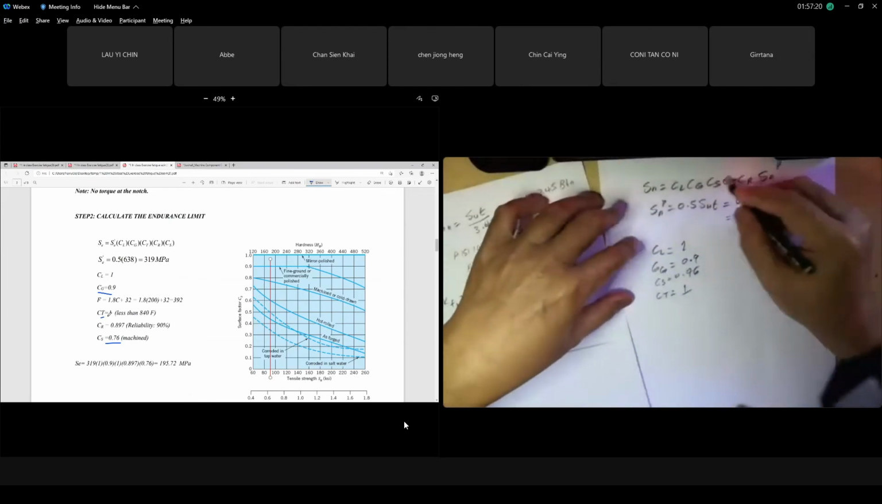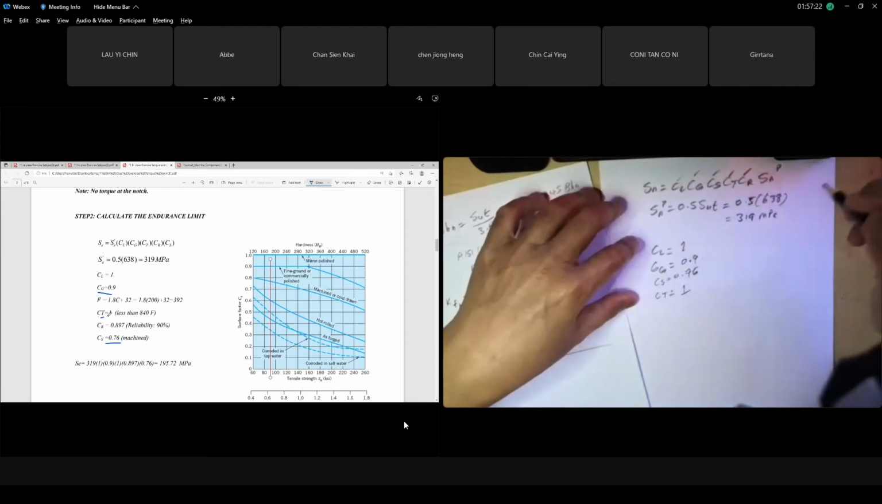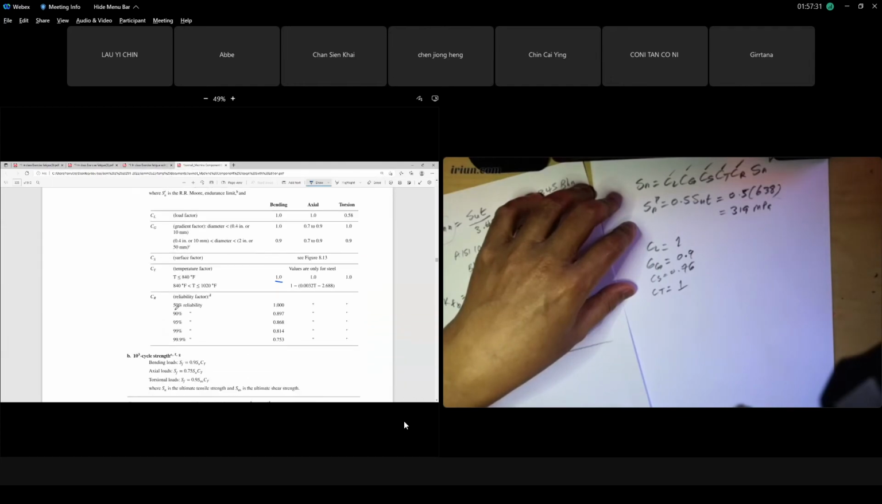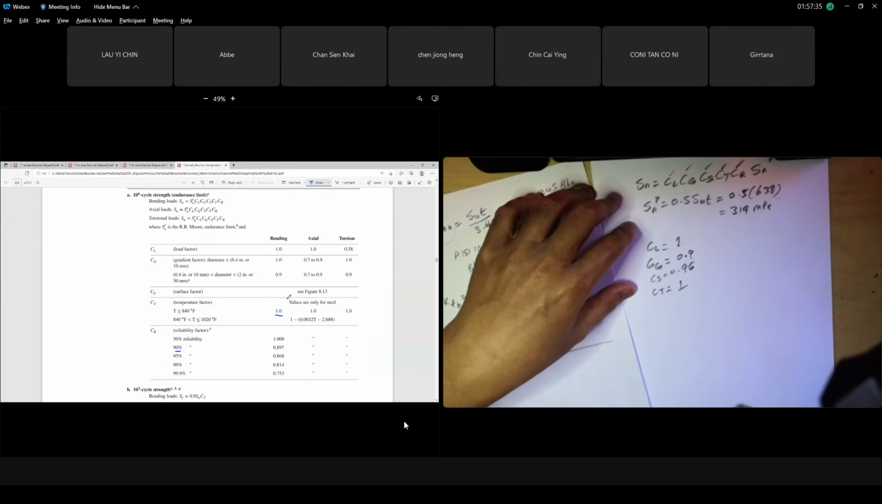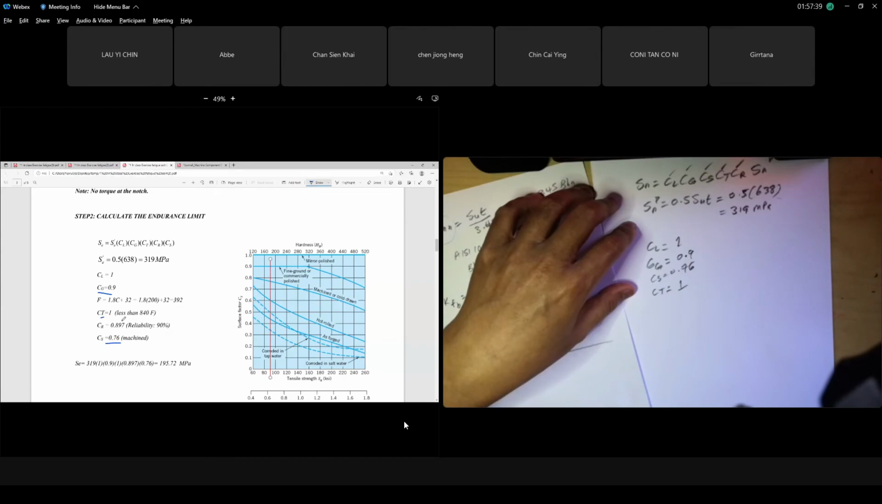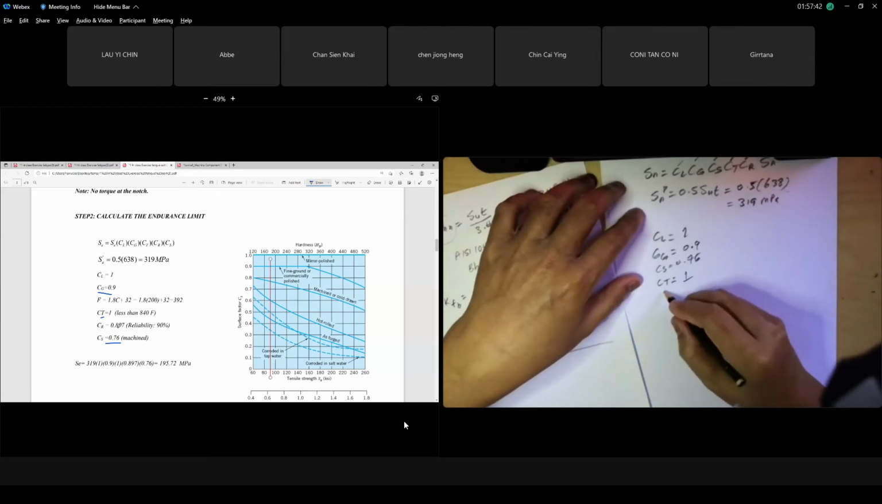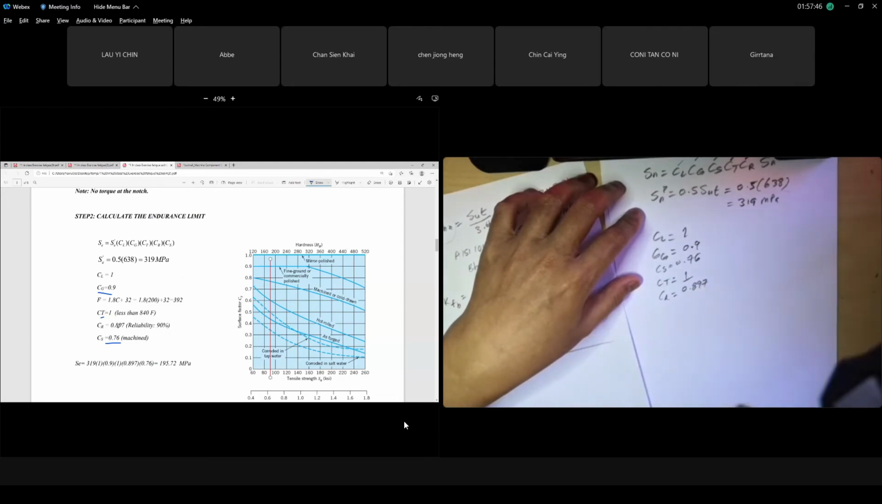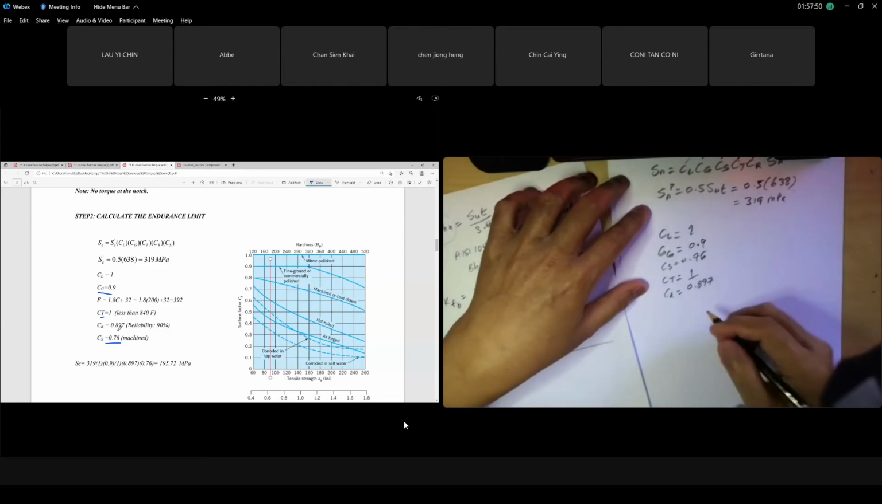The next one, CT done, CL, CG, CS, CT, the last is reliability. What is given in the question? Reliability, what percent? 90%, you can see in the question, 90%. So in your textbook for CR, 90% reliability, you go for column bending, guys, because bending governs, 0.897. In the solution it mentions 0.897 reliability. So your CR is 0.897 because of 90% reliability.